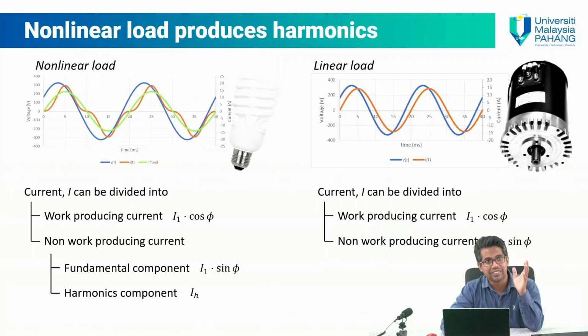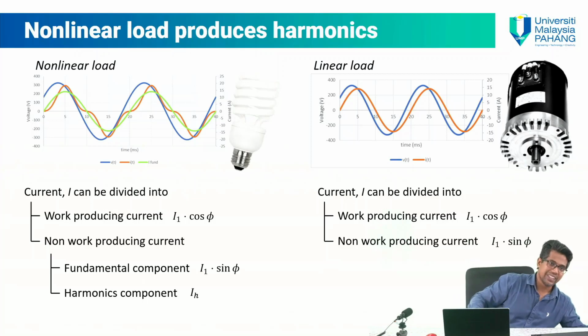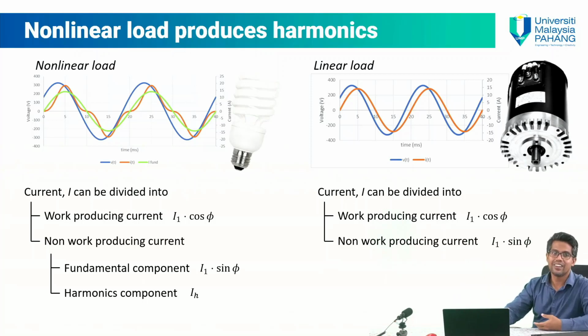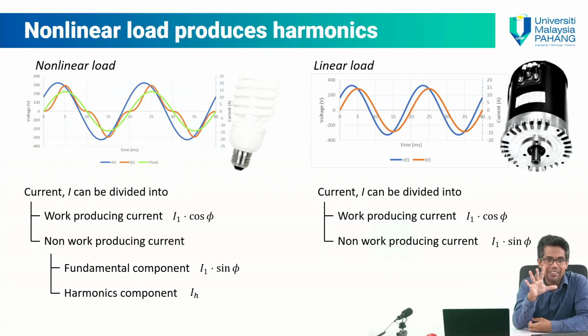Take a look at this linear load, like an induction motor. An induction motor has two divisions of current. As you already know, the current that produces work is I cos theta, and the current that doesn't produce work is I sin theta. That's for a linear load.